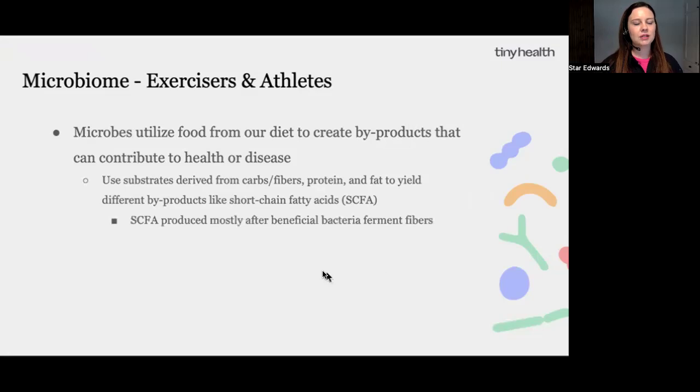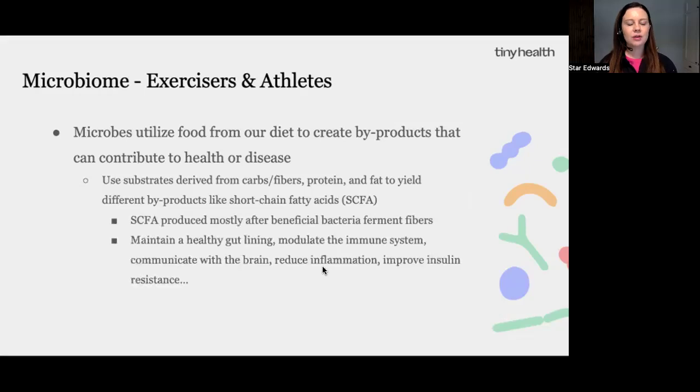Short chain fatty acids are produced mostly after beneficial bacteria ferment fibers. So we take in fibers from our diet, beneficial bacteria consume them and give off these short chain fatty acids. They're very important and they're a very hot topic right now because they're good for our overall health. They help to maintain a healthy gut lining, modulate the immune system, communicate with the brain, reduce inflammation, and even play a role in metabolic health, like improving insulin resistance.